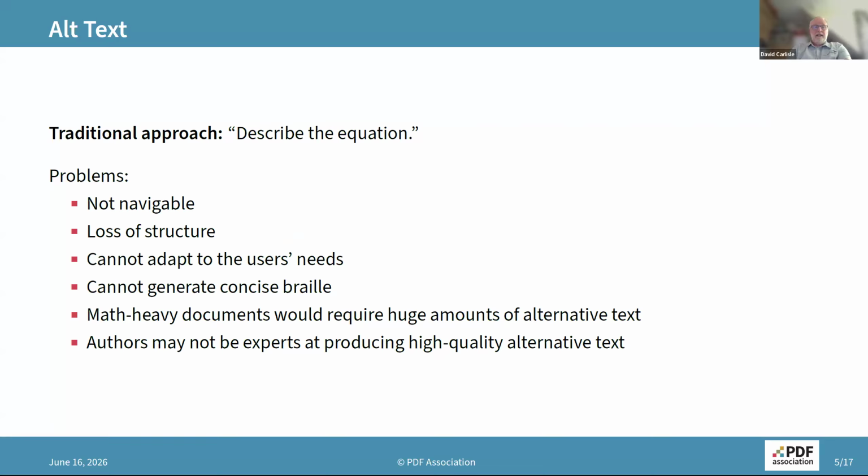And again, mathematical Braille is like mathematical notation. It's very concise and fits on a one-line Braille display. If you take the Braille of the English description in the alt text, that can be many, many lines of the Braille display, and it's not really usable.